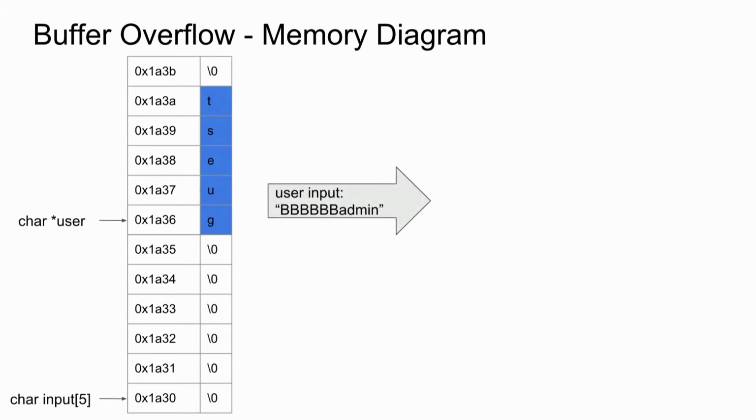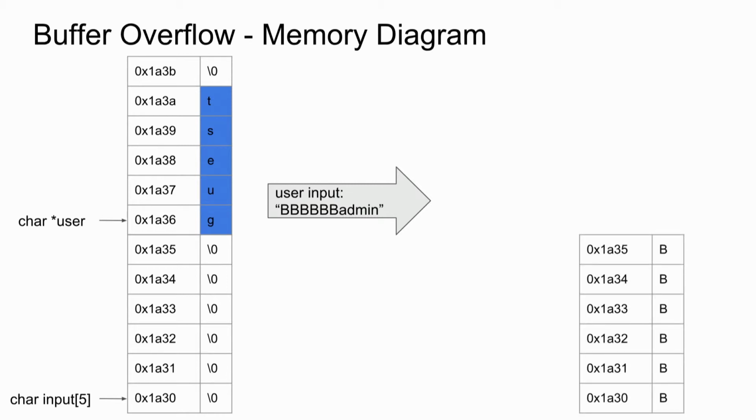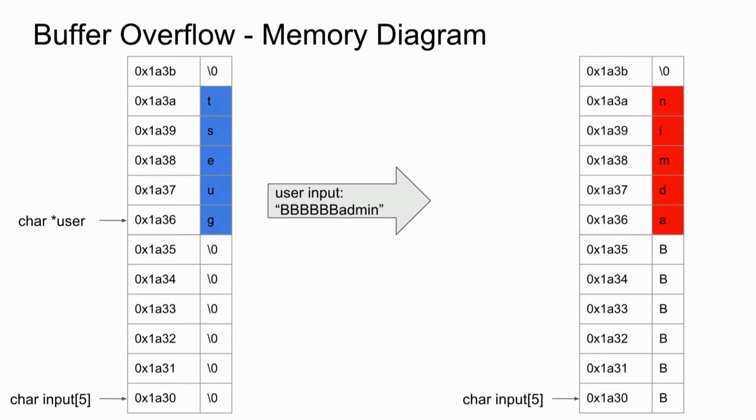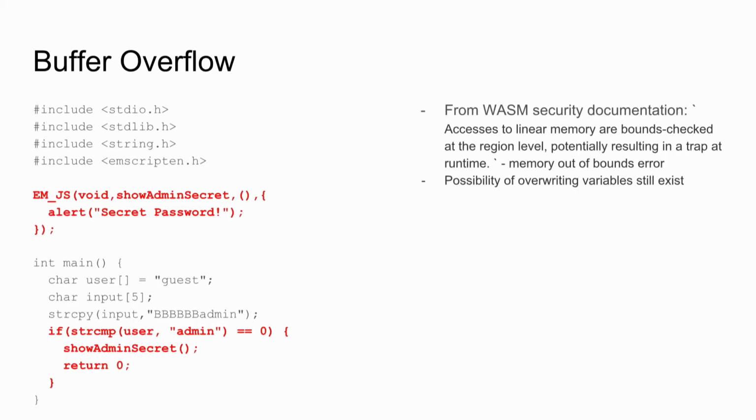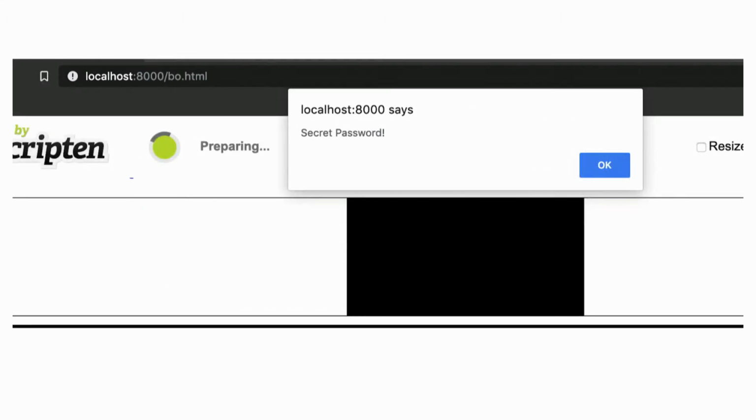If the user inputs a very malicious string, say BBB admin, it fills up the first part of the memory correctly, but then it overrides the user with admin. And that causes the EMCC code to be invoked. EMCC is basically an interface to connect your native code with your JavaScript environment. So it kind of leaks the secret.